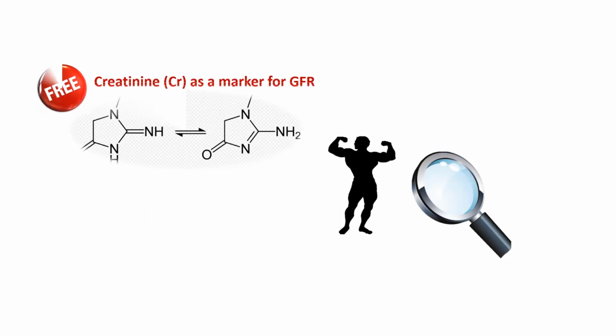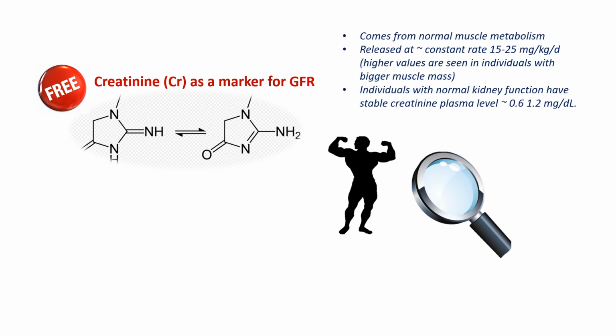It is cumbersome and costly to inject patients with inulin to measure GFR. Lucky us, we do have a naturally made compound in our body, free of cost, that we can use to calculate GFR. This molecule is called creatinine. Creatinine comes from normal muscle metabolism. It is released at a relatively constant rate of 15 to 25 mg per kg per day. Higher values are seen in individuals with bigger muscle mass.